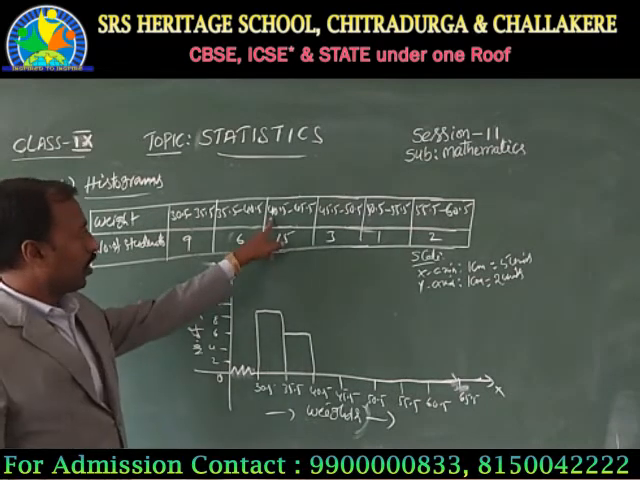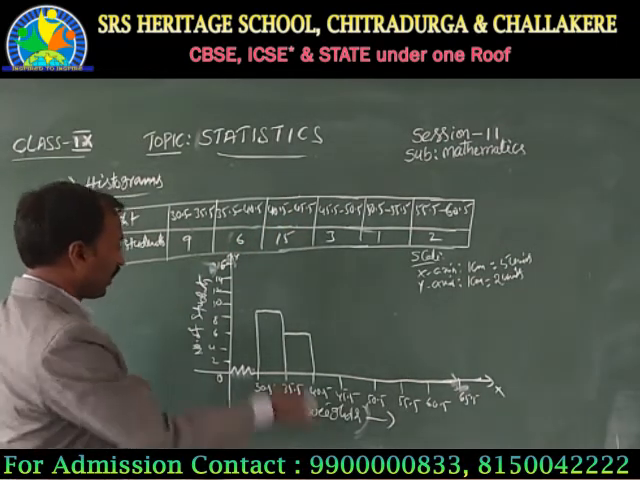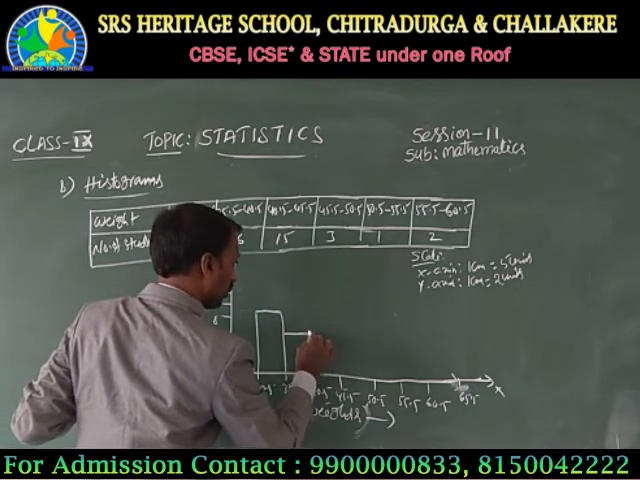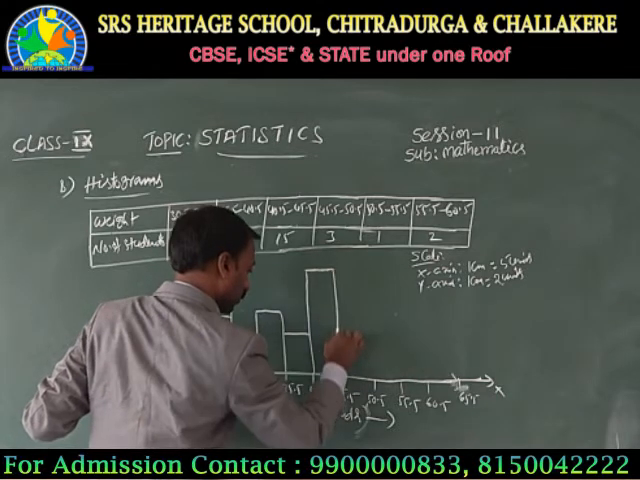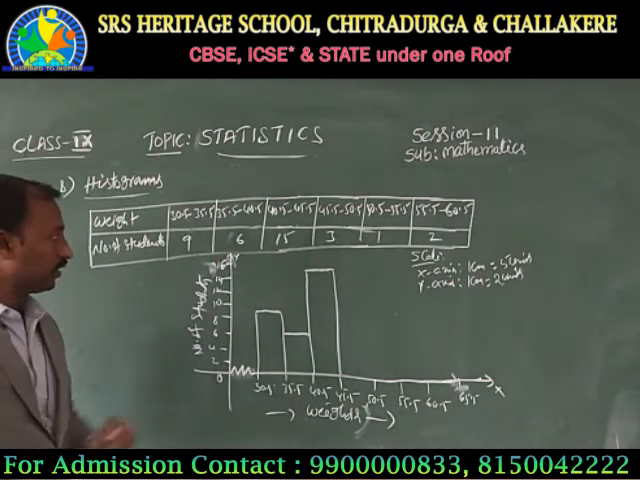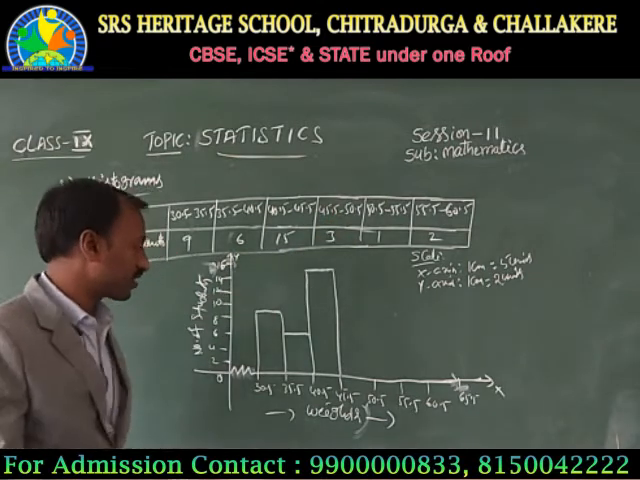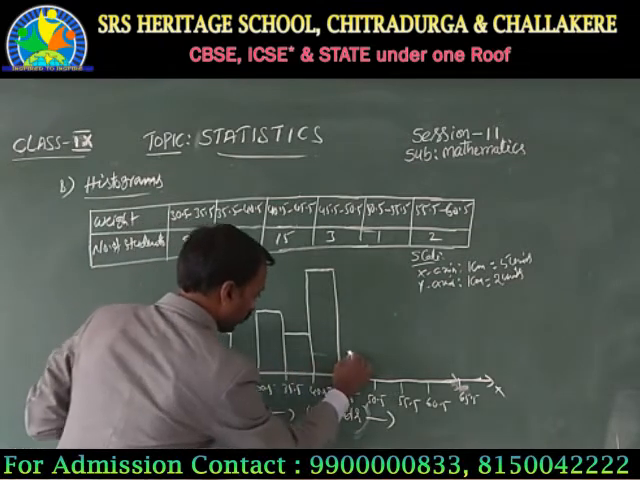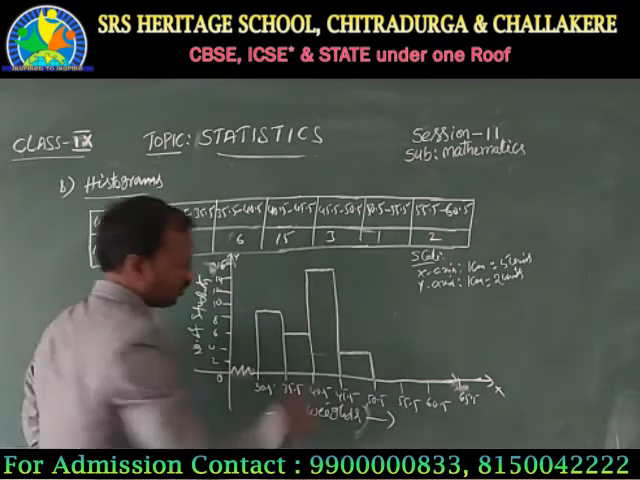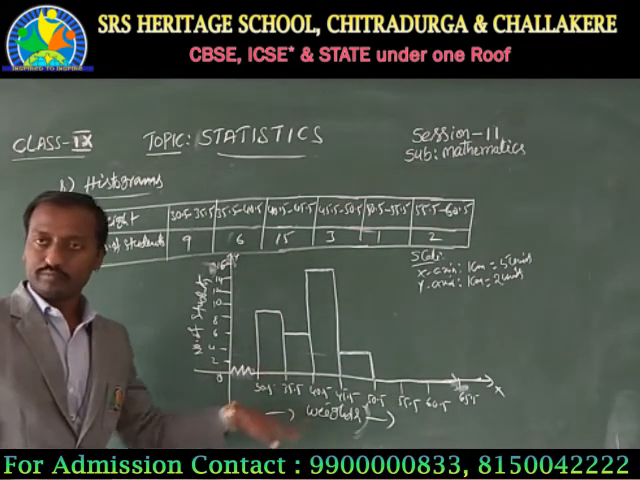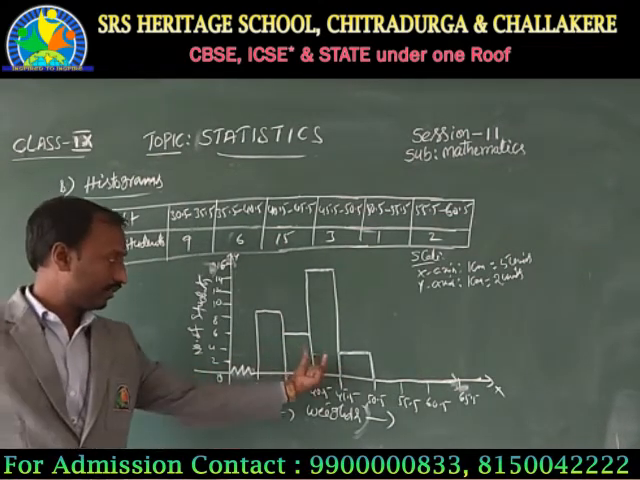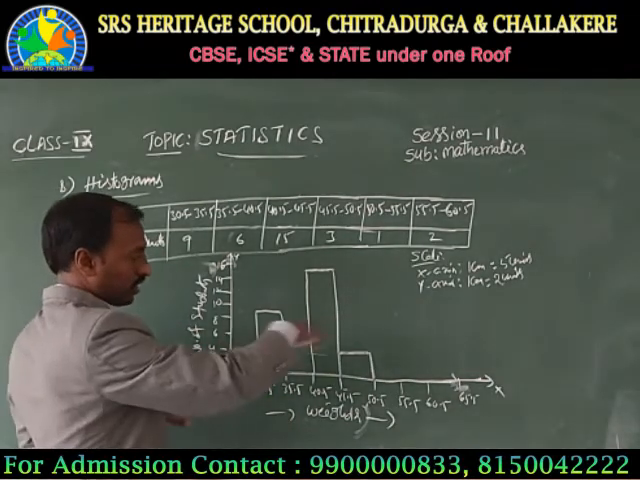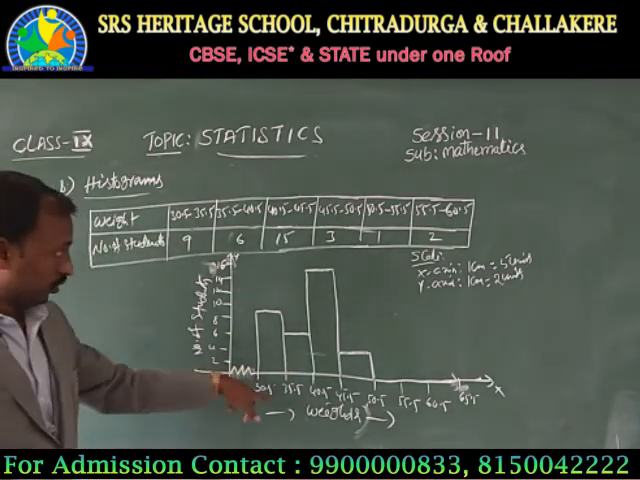Next, 40.5 to 45.5 is 15. 15 is approximately between 14 and 16, so it goes up to here. Next, 45.5 to 50.5 is 3. 3 is between 2 and 4, approximately. You consider the scale exactly. On graph sheet you may get it very neatly, exactly horizontal, by using a ruler or scale.